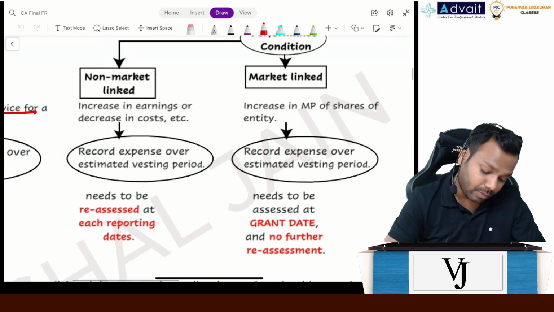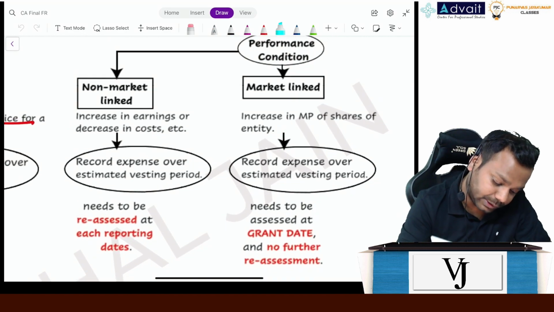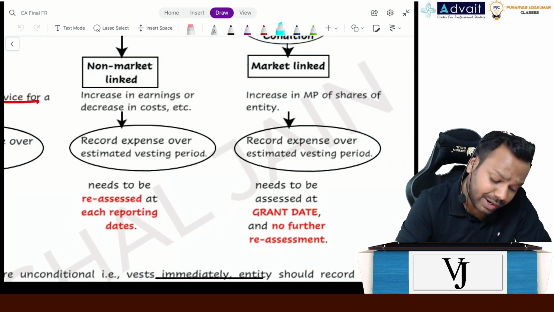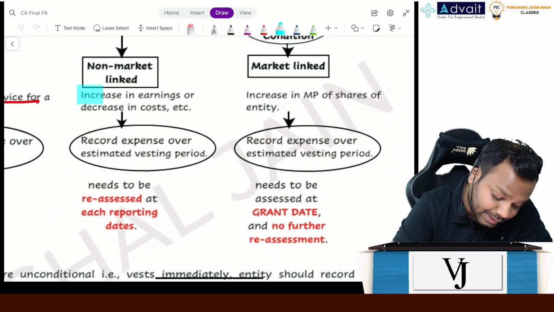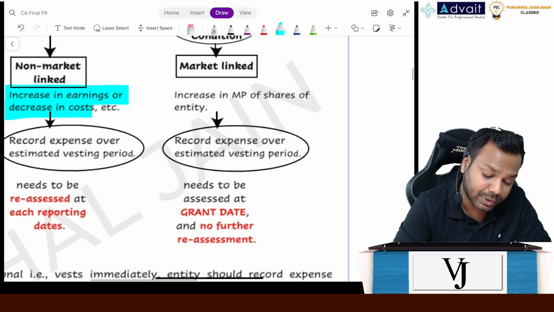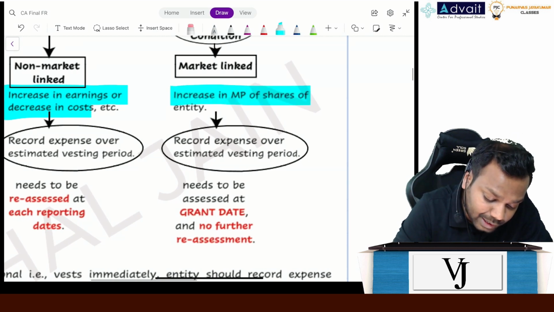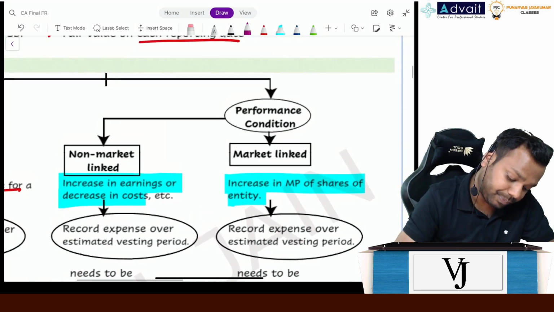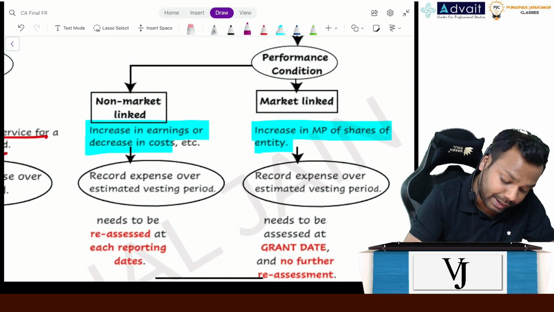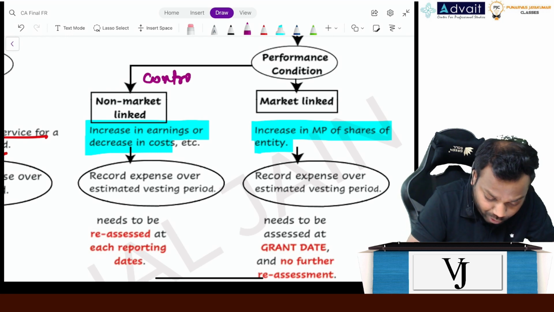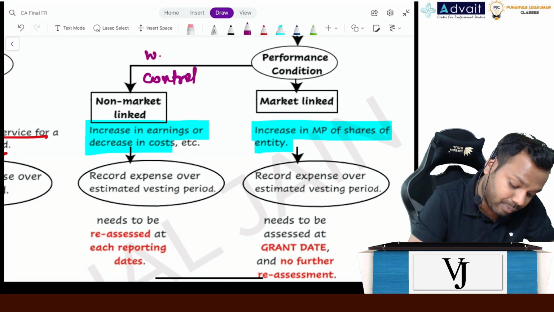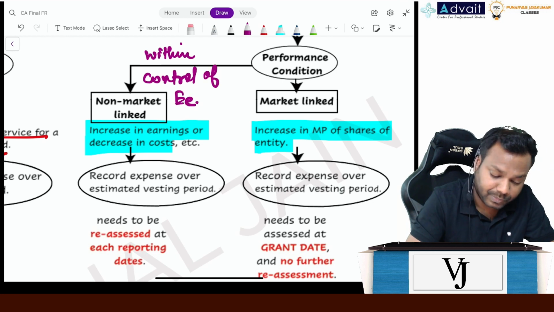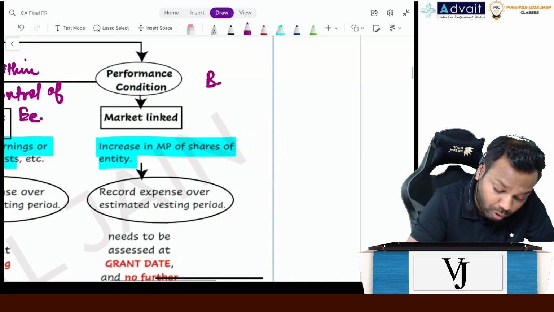Now, whenever it's non-market linked, it's an increase in earnings, decrease in cost, etc. Market linked is an increase in the market price of the shares of the entity. Now write here one more thing. Whenever it's non-market linked, it's within the control of the employee. But if it's market linked, it's beyond the control.